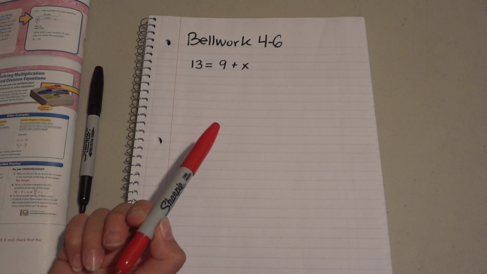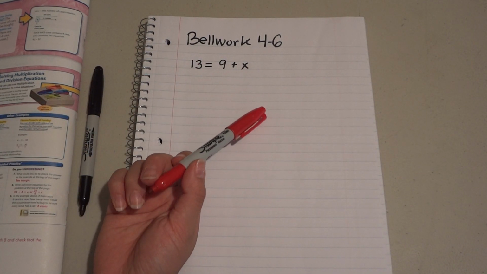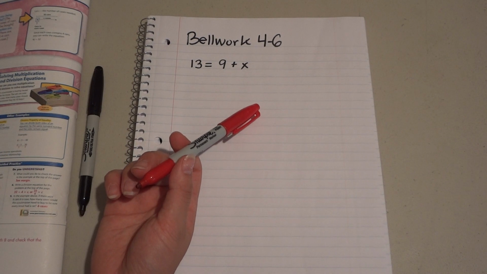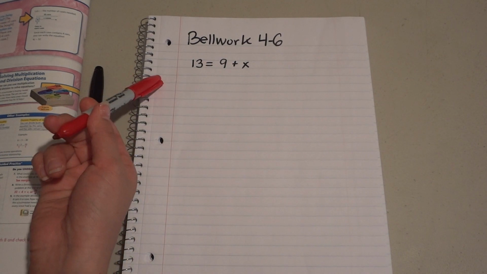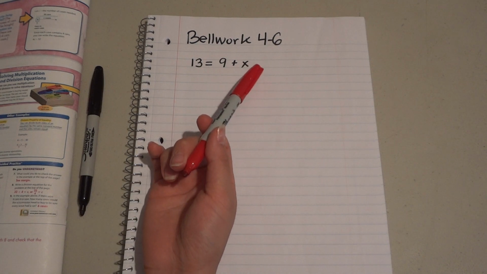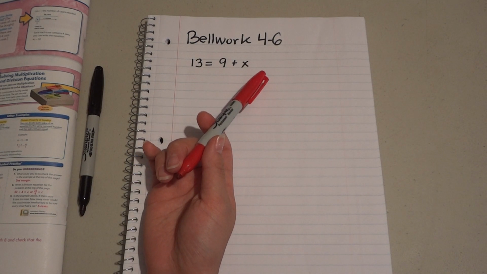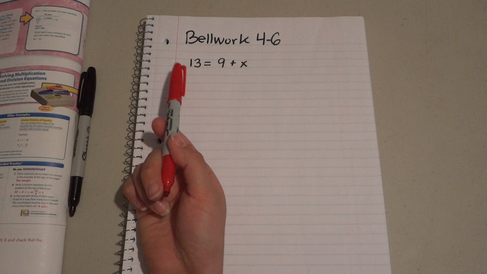Well, you have to isolate it first, right? Remember we talked about the addition and subtraction property of equality. What do you have to do? To one side, you got to do to the other side. Remember, you want to isolate the variable, isolate the x. What you have to do is make the equation balance. You have to do one thing to one side, one thing to the other side.